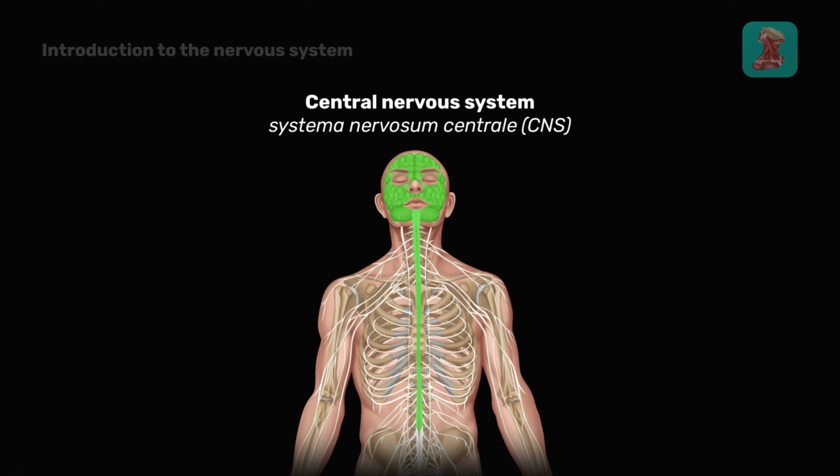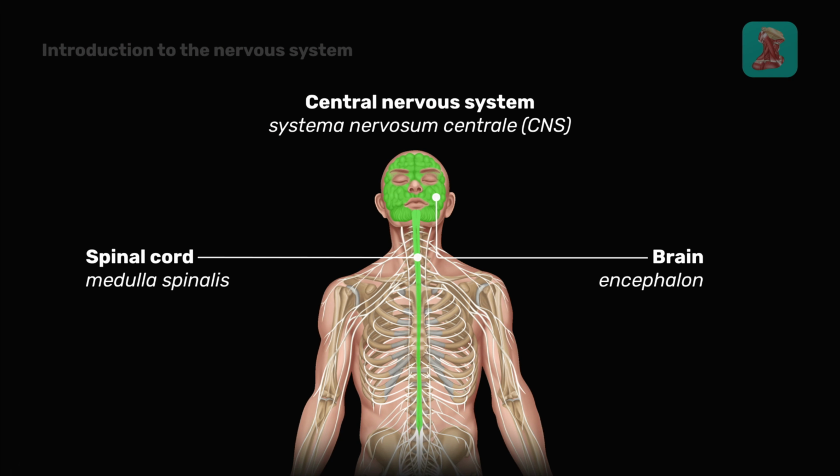Alright, now let us discuss the central nervous system, which consists of the brain and the spinal cord. The main role of the central nervous system is to coordinate and to integrate nerve impulses that arrive from the periphery. This provides the functioning of our muscles and internal organs and allows us to think, learn, and experience emotions.